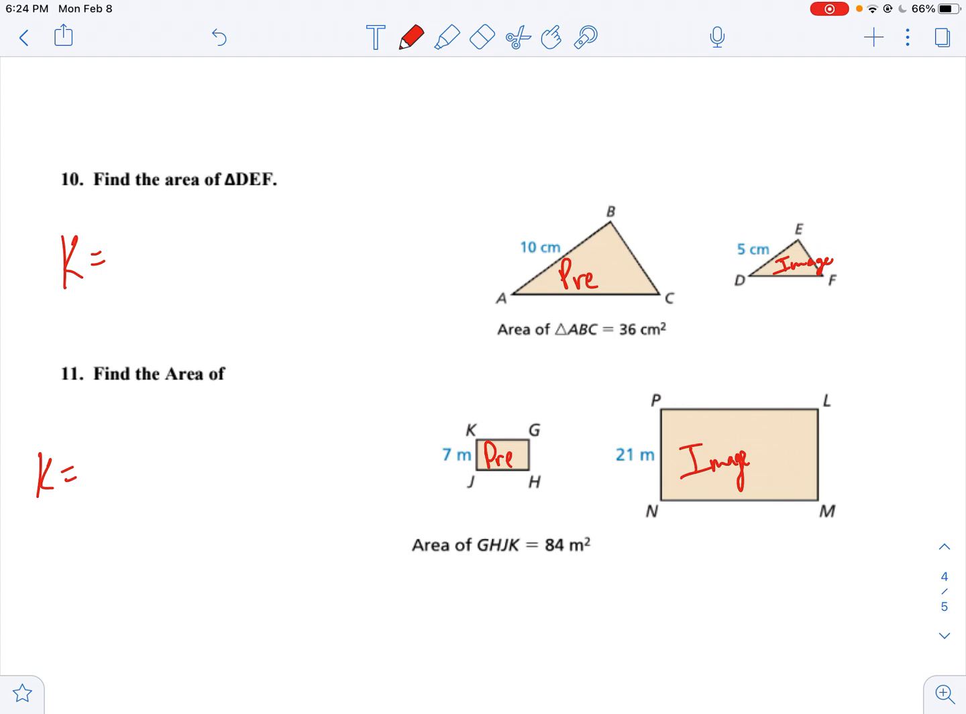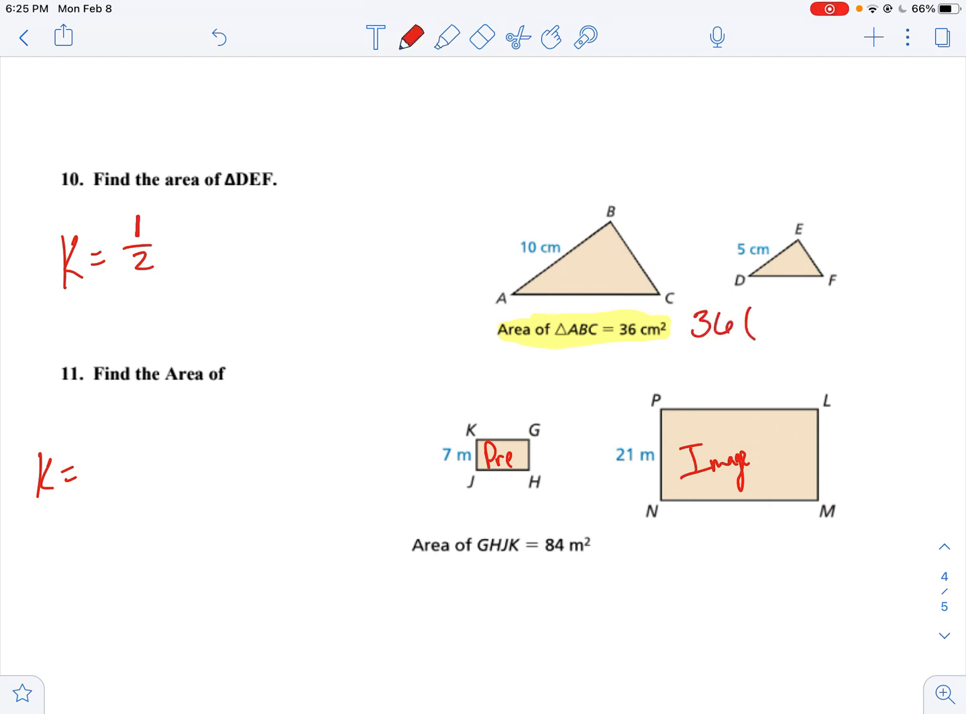Looks like I'm getting smaller in the first picture. Let's see, if I did image over pre-image, looks like my scale factor is 1/2. And if I wanted to find the perimeter, I could just multiply by k, 1/2, and get the perimeter of the similar figure. But you can't do that with areas. So areas, you wouldn't just multiply by k, you would multiply by k squared.